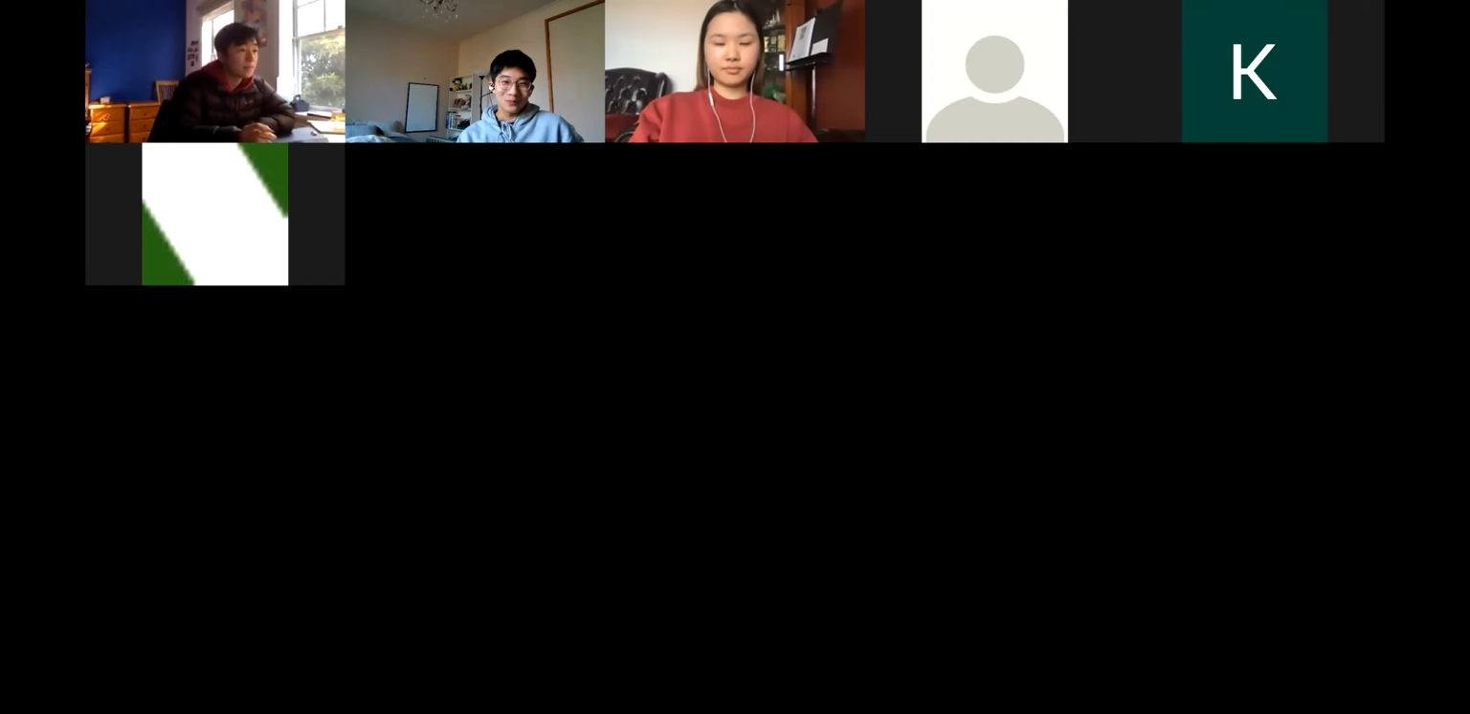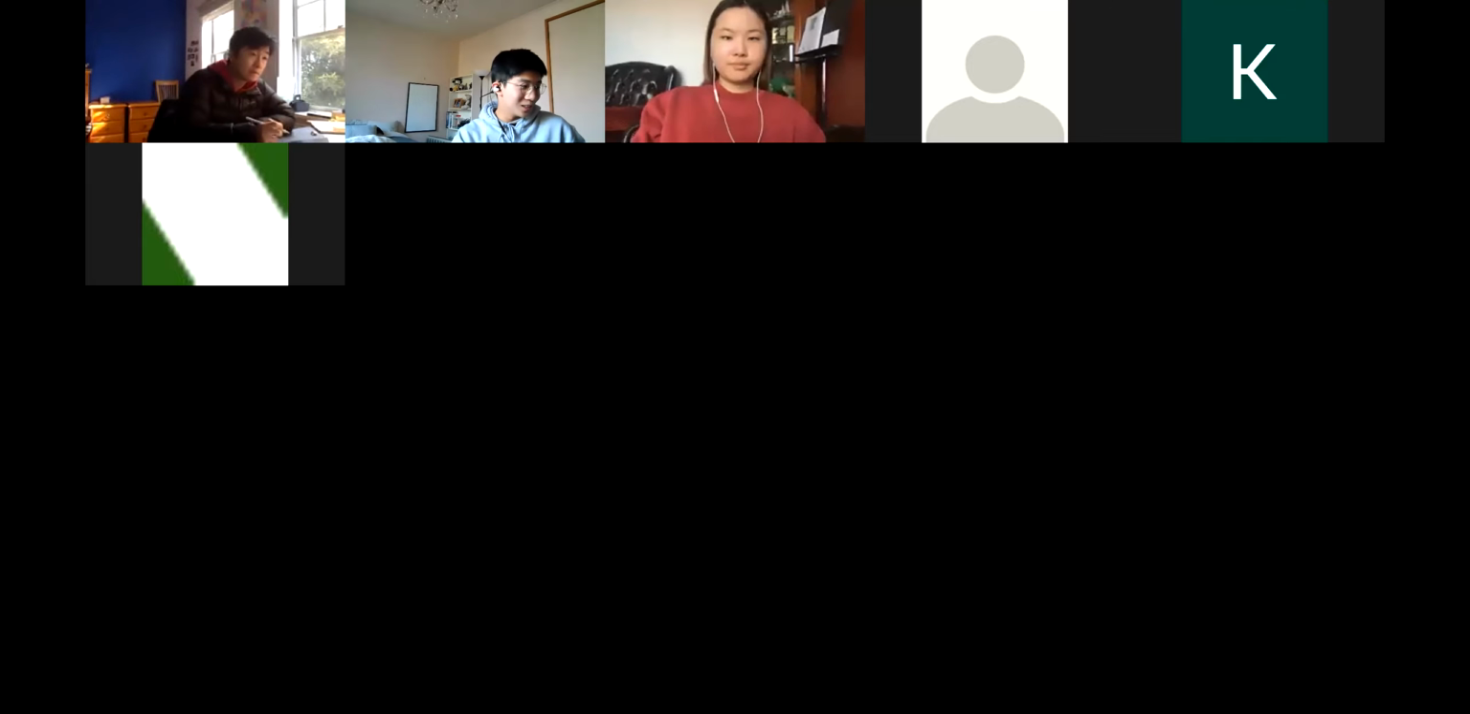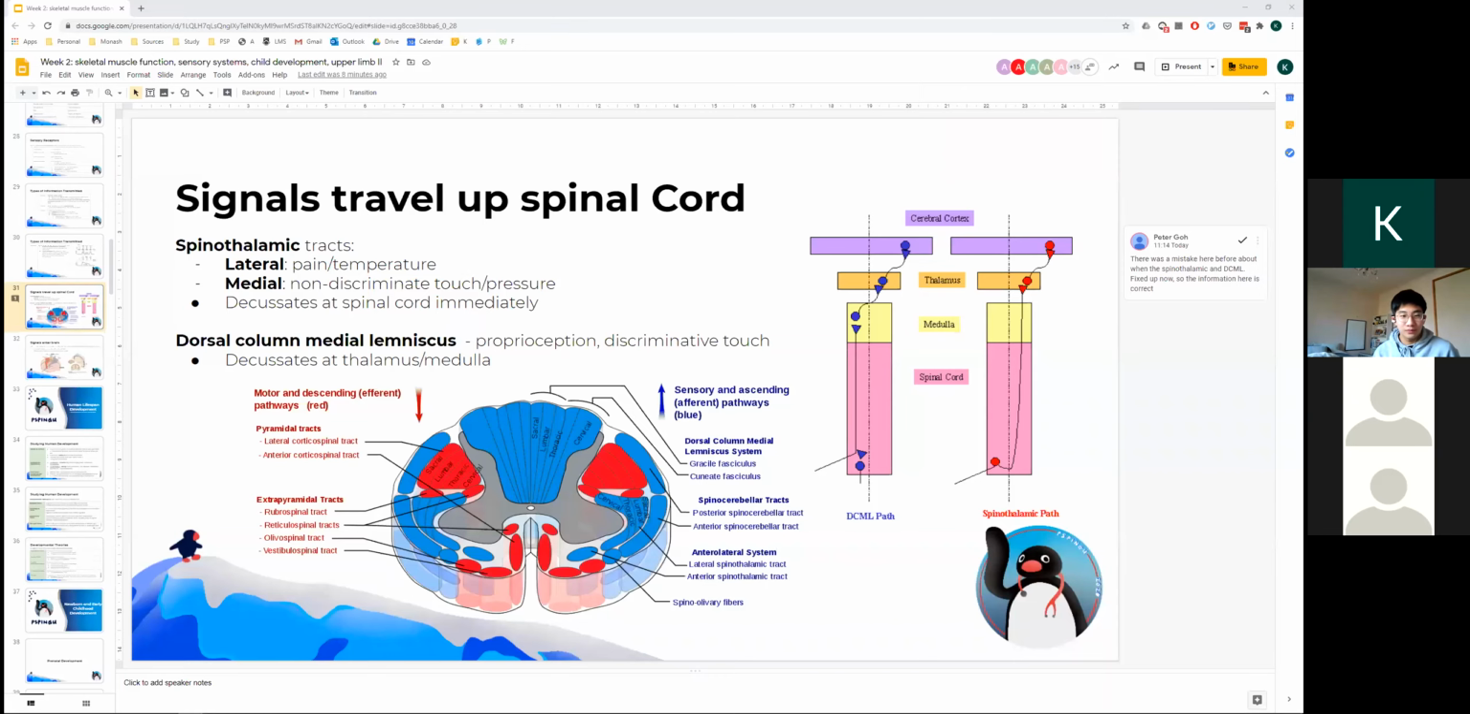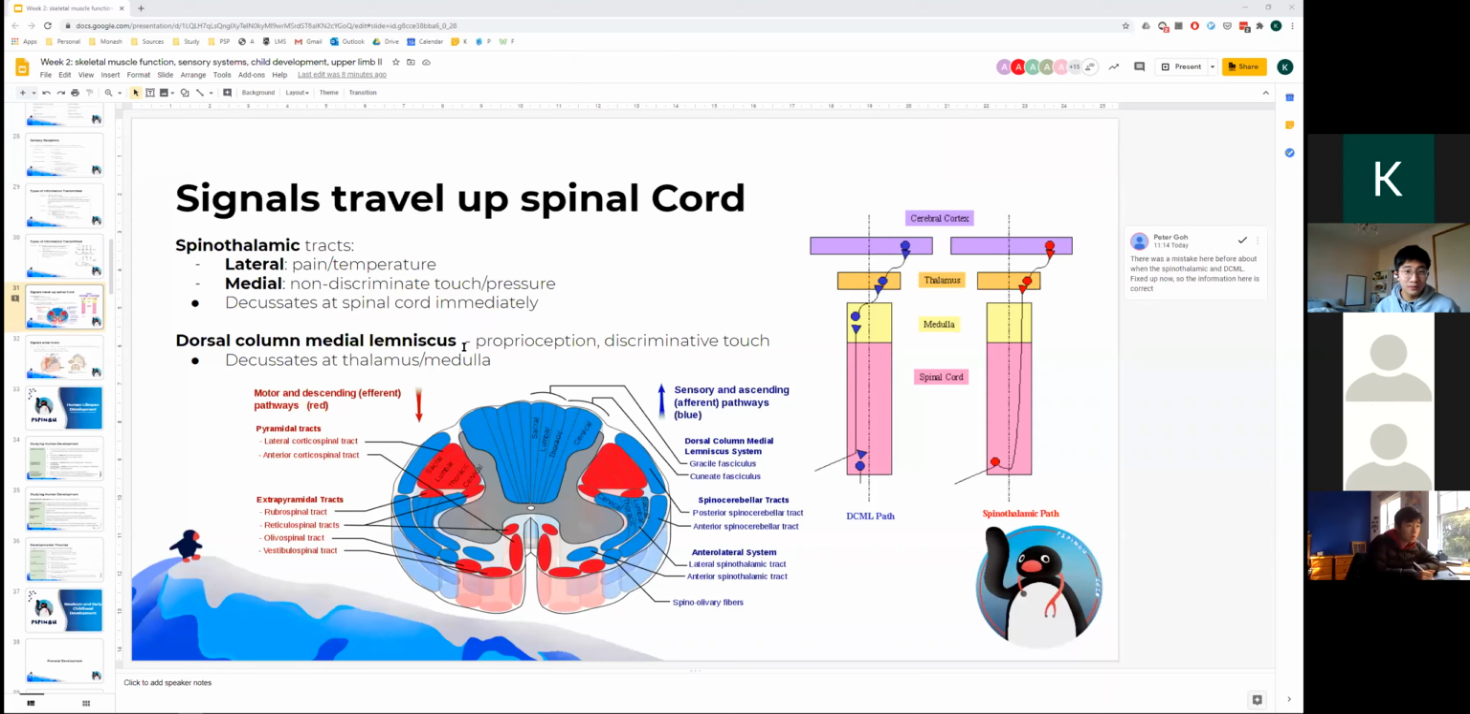Also, a quick clarification for the spinal cord stuff. I'll quickly talk through it. So whoever mentioned it earlier, for this slide here, whoever messaged or commented in the chat a bit earlier, you're right.